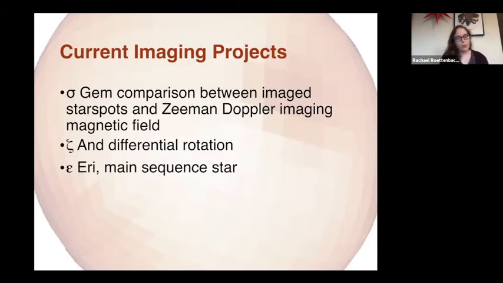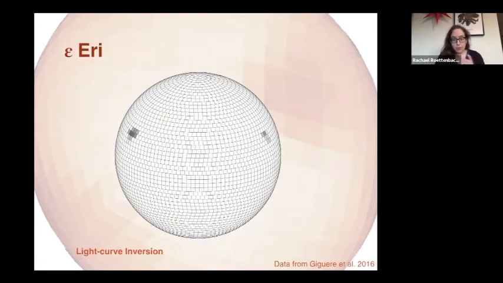And so we've been looking at Epsilon Eridani, which is, I think it's like a K2 star. It's a main sequence star, and it's a little bit cooler than the sun. And it is known to have spots. This is what the spots looked like with most observations a few years ago. And it turns out the spots on this star are actually big enough to be imaged with interferometry.